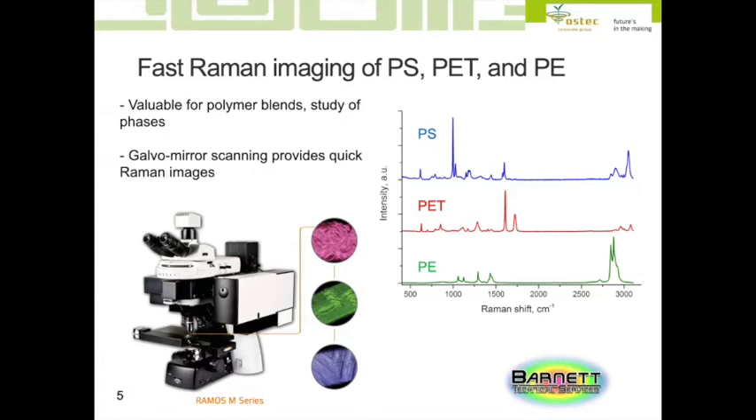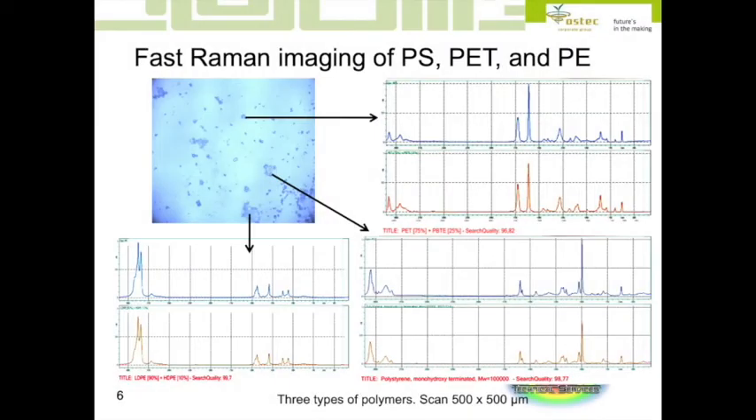So this can be used in the current example to provide images of dispersions of polystyrene, PET, and polyethylene. On the right side, you can see the different Raman spectra for these three materials, which can easily be used for identifying the three different polymers. Looking at a white light image of dispersed beads and grains of these three polymers, you can see that the Raman spectra are very different, even though the white light image looks identical for all three.